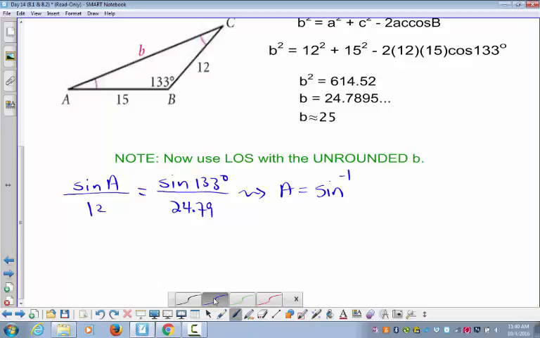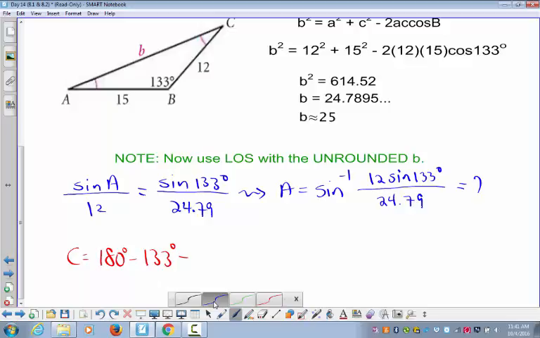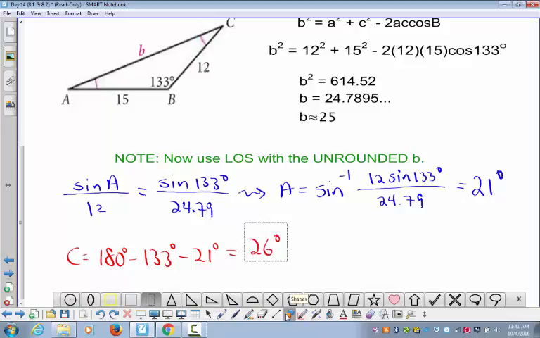Angle A is going to be the inverse sine of 12 sine 133 divided by 24.79. And what do you get to the nearest degree when you plug all that in? So angle A is? Say again? 21 rounded. We round to the nearest degree. And then we're going to subtract off right down here to get angle C. So we'll have 154, so 26 degrees would be that angle.